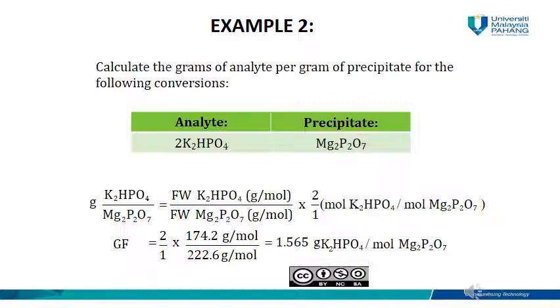So that's why, in your analyte, you can see the ratio is 2 and in the precipitate it is 1. By the time you calculate the gravimetric factor, you can easily use the same formula, and you need to know the molecular weight of the different compounds for your analyte and the precipitate.